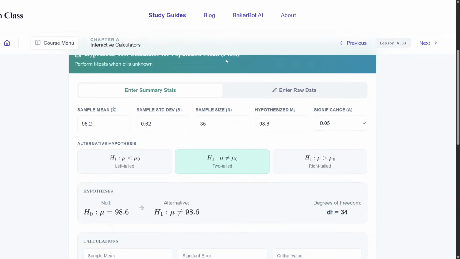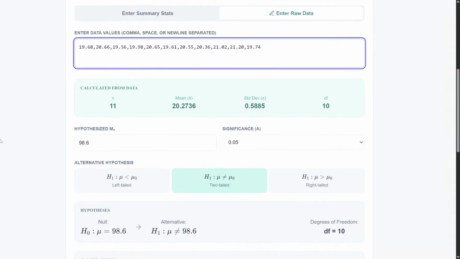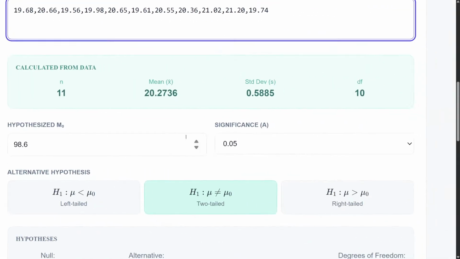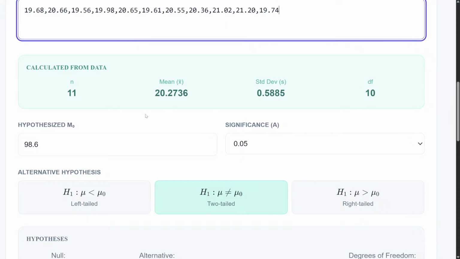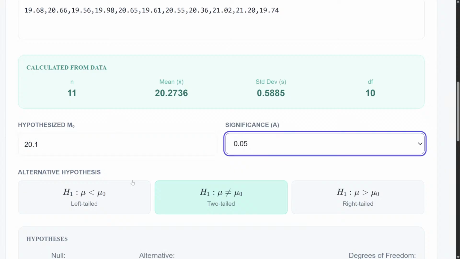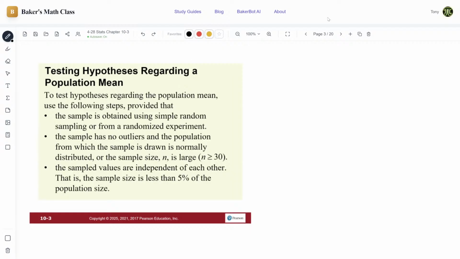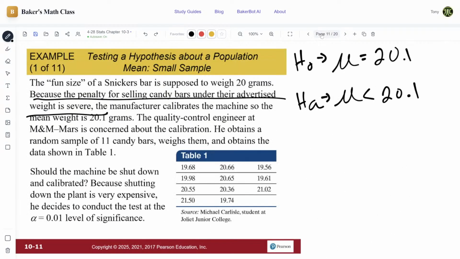So we put our data in. In this case, since I don't have the data, I type in all the data. It then will calculate your mean and your standard deviation and your degrees of freedom. My hypothesized mean for this one is 20.1. We're doing a 0.1 level of significance, and I'm worried about it being less than. Actually, if we're looking at less than, this should be 20, not 20.1.